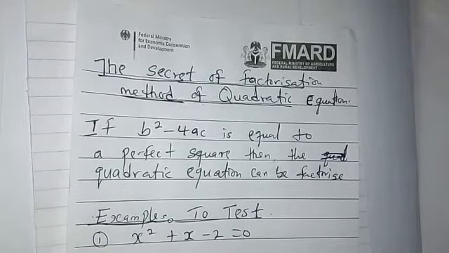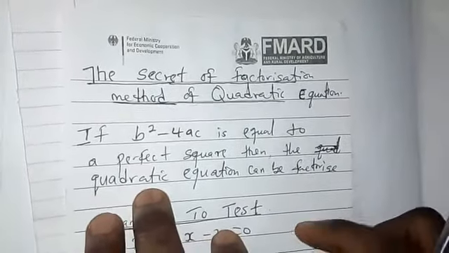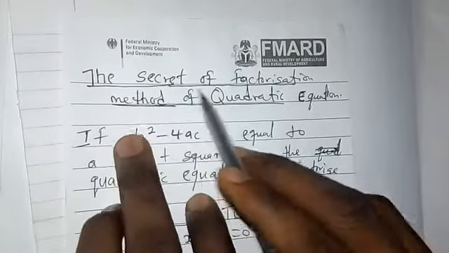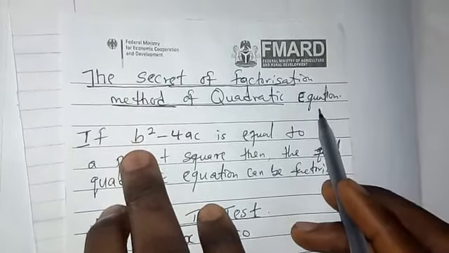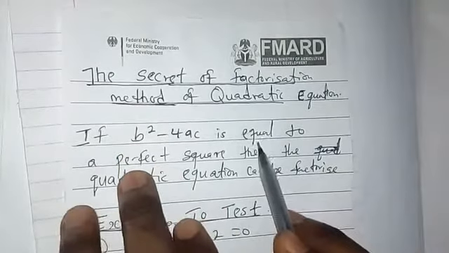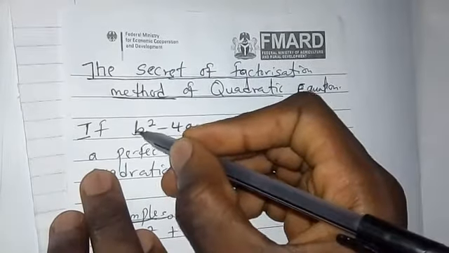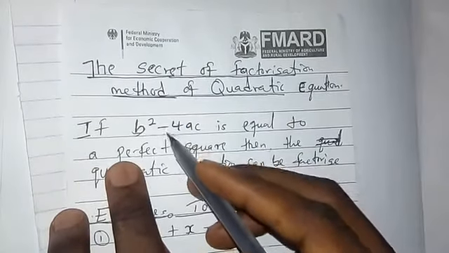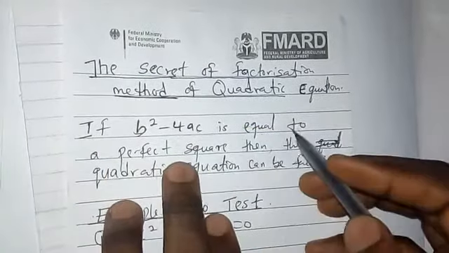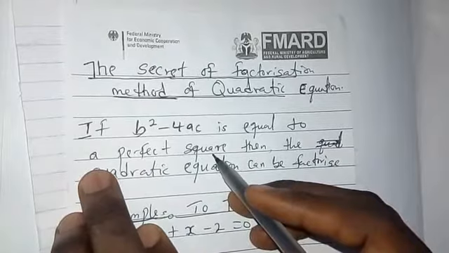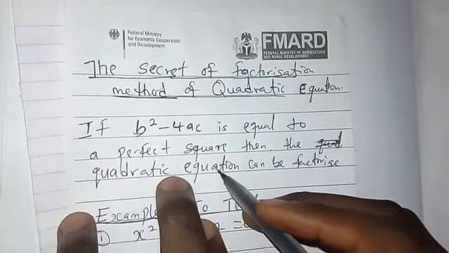You are welcome today. So today we are going to look at the secret of the factorization method of quadratic equations. The secret is so simple. The secret is that if the determinant, that is b square minus 4ac, is equal to a perfect square, then the given quadratic equation can be factorized.